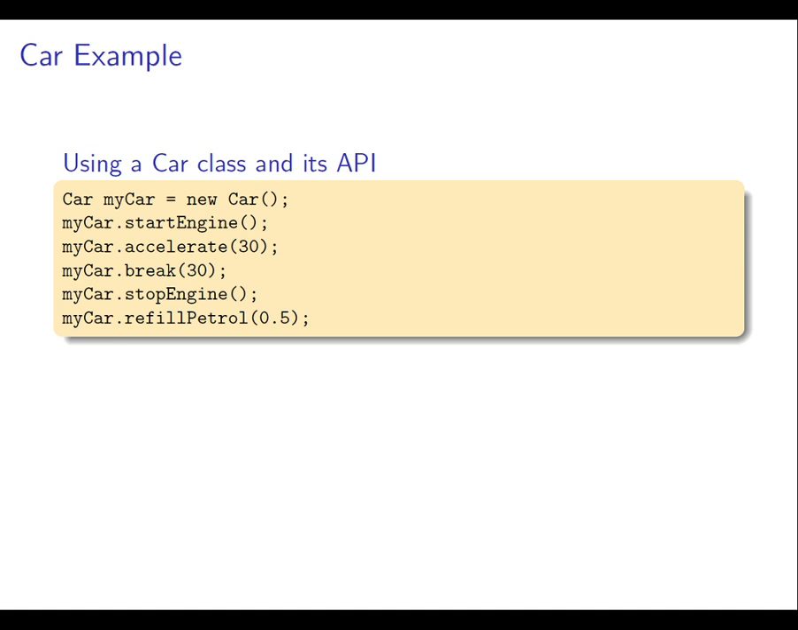So here's an example of the kind of code that we might write once we've got a car class with the API that I showed on the previous slide. We might do something like saying Car myCar = new Car. So this says, okay, what I would like is to create a new object of class Car, and I'm going to refer to my new object as myCar. So myCar is a variable name, a name which is going to refer to an object of class Car.